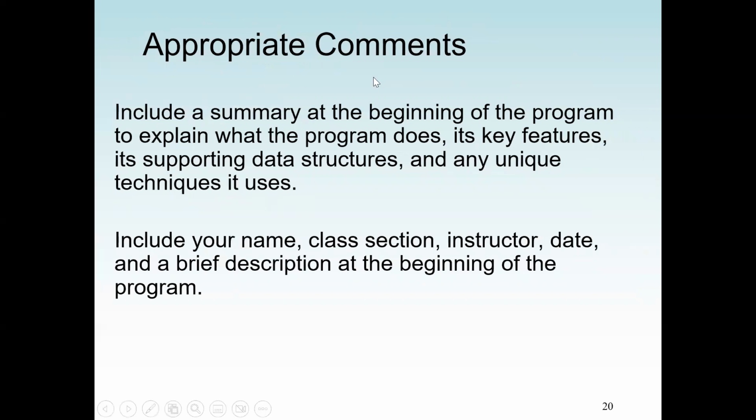So what is an appropriate comment? Here we say we should include at least a summary at the beginning of the program to explain what the program is going to do, the task or the main objective of the program. We should have a very short summary of one or two sentences, and also the program's key features. If it has any data structures or any unique techniques the program uses, we can explain them. It's also very important to include our name, the class section, instructor name, date, and also a brief description at the beginning of the program. And that's for our homework assignments.